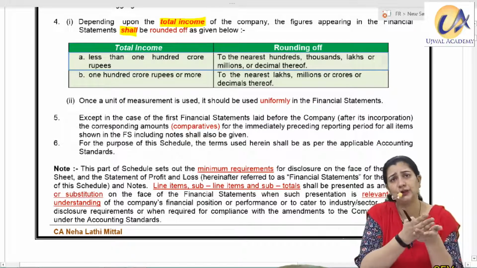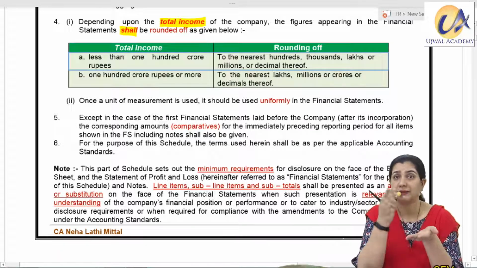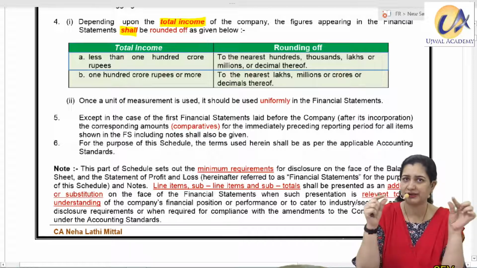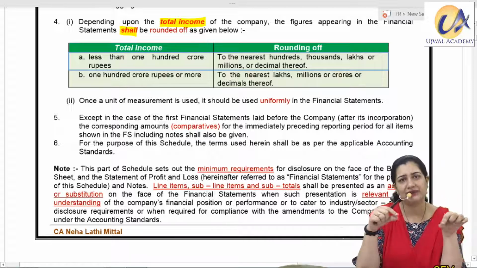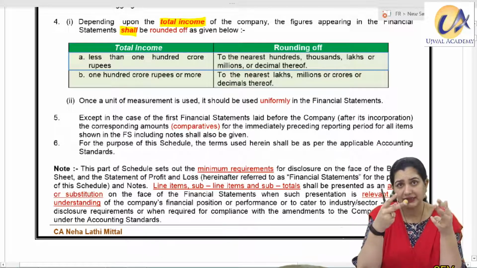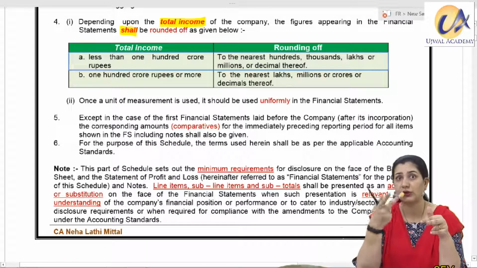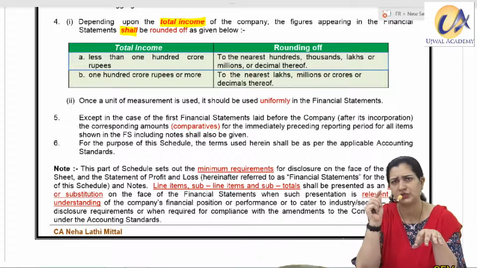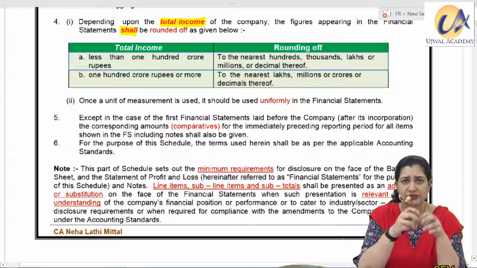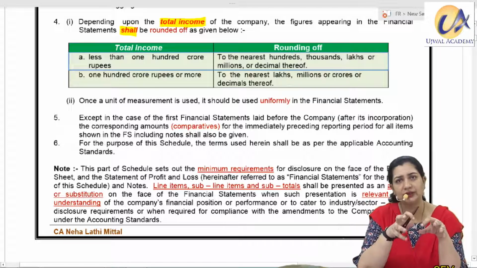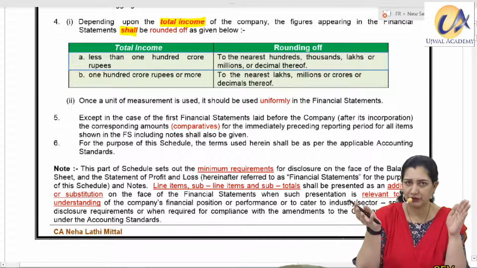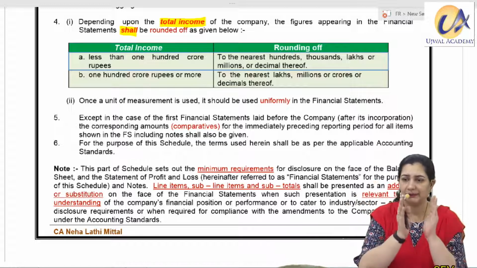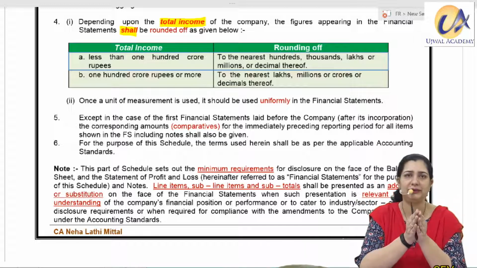So what is included in total income? Remember our P&L format. First we have revenue from operations, then we have other income. These two used to be called total revenue earlier, but now this is called total income. This is the only change which has happened in the P&L. So total income includes revenue from operations and other income, and depending on that, the rounding off will be decided.